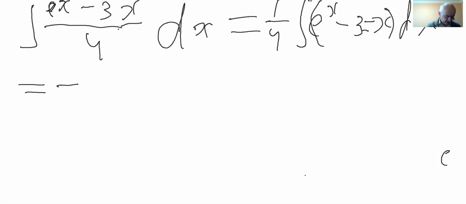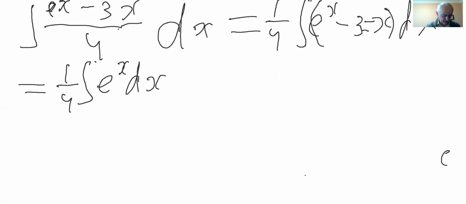And now this integral we can split into two integrals. It's integral e to power x dx minus, and at the same time I can move out 3 and write down integral 3x dx. Do you agree?